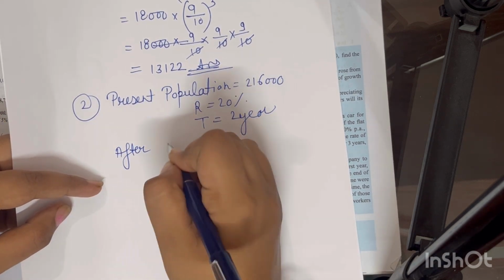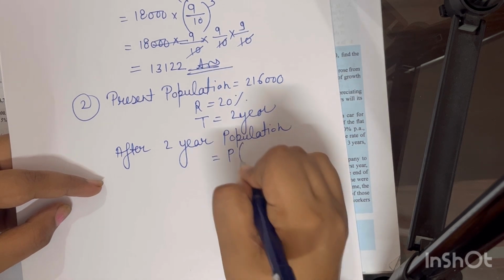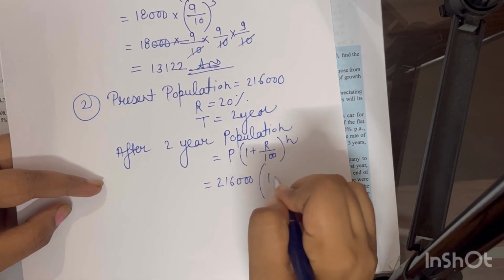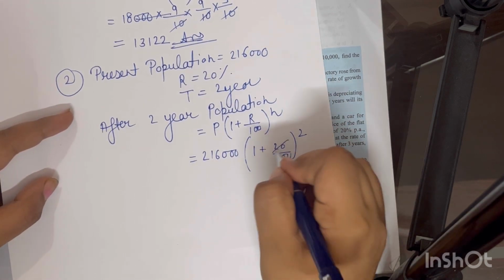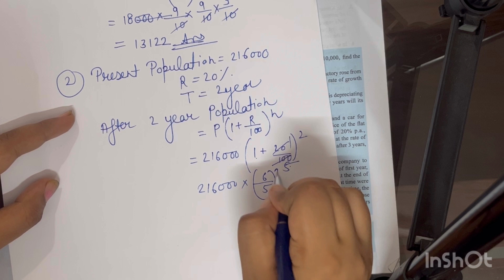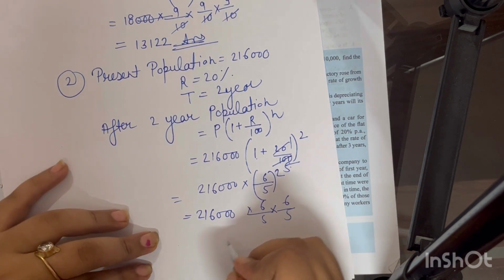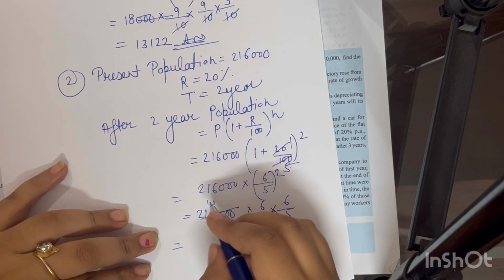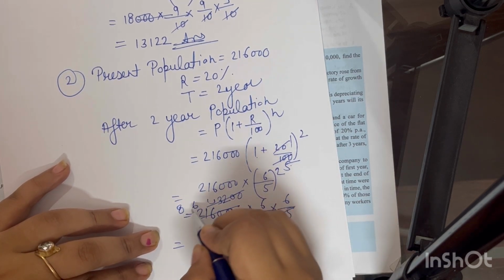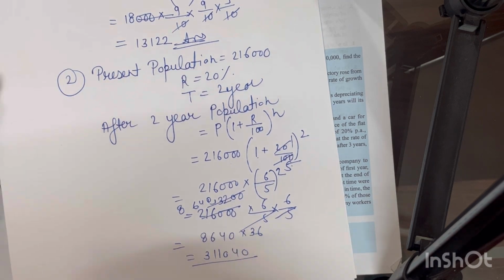So after 2 years, population is P(1 plus R by 100) raised to power n. 216,000 (1 plus 20 by 100) raised to power 2. 20 by 100 is 1 by 5. 216,000 (5 plus 1, 6 by 5) square. 216,000 into 6 by 5 into 6 by 5. 5 4s are 20, 5 3s are 15, 5 2s are 10, 5 8s are 40. 8640 into 36. It will be 311040.